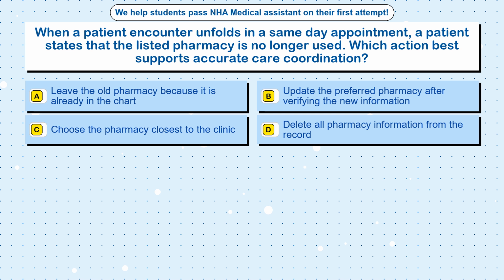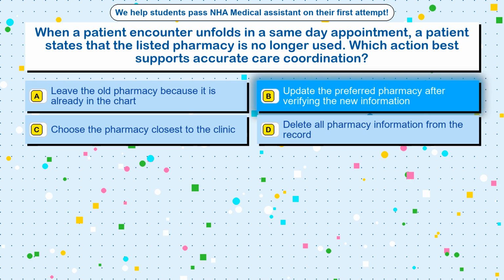Option C. Choose the pharmacy closest to the clinic. Option D. Delete all pharmacy information from the record. The correct answer is option B. Update the preferred pharmacy after verifying the new information.